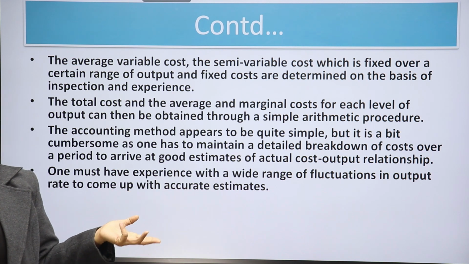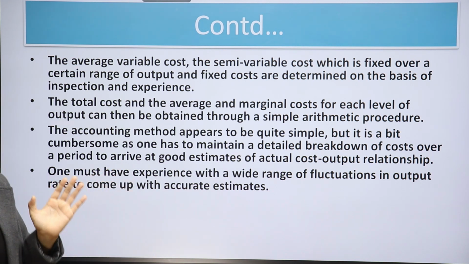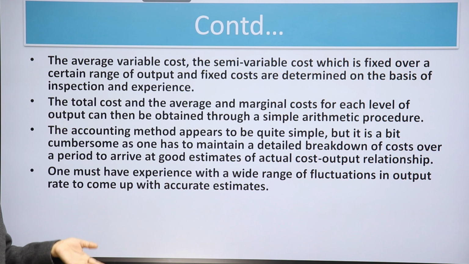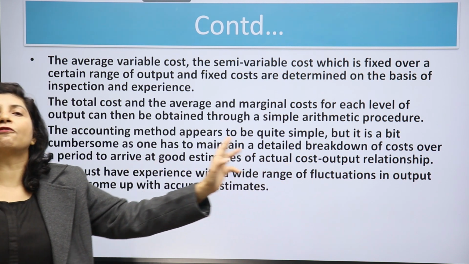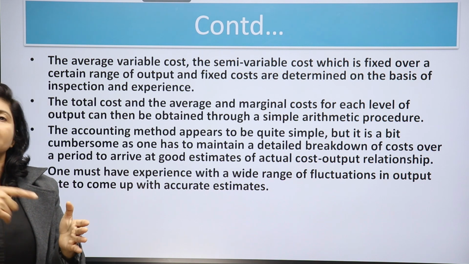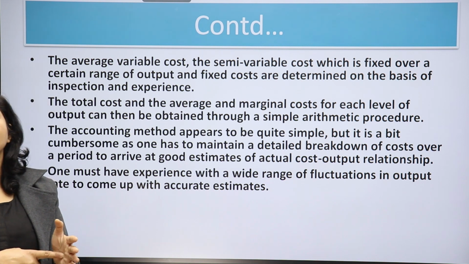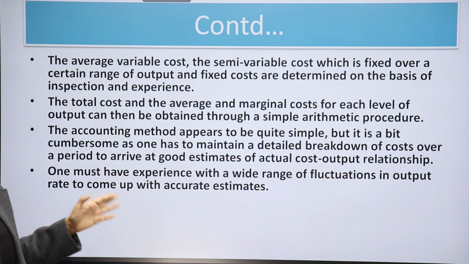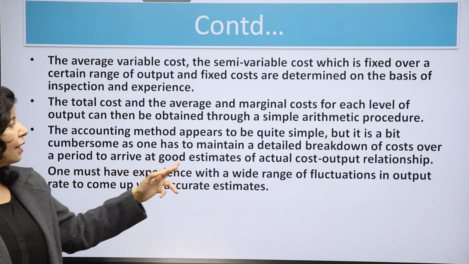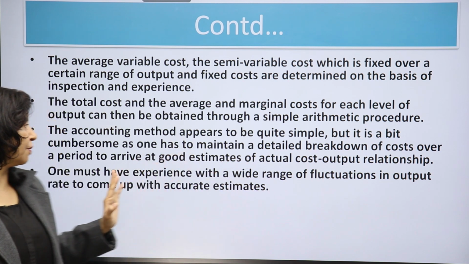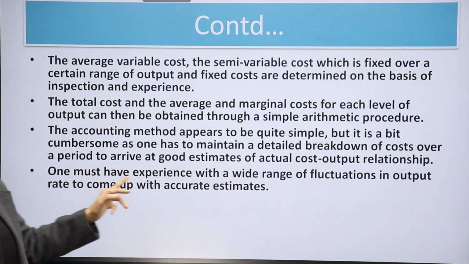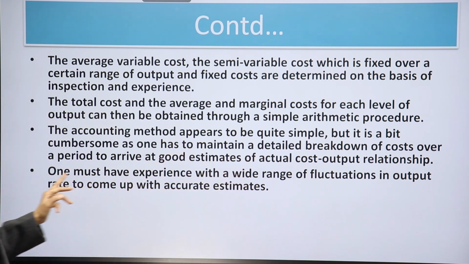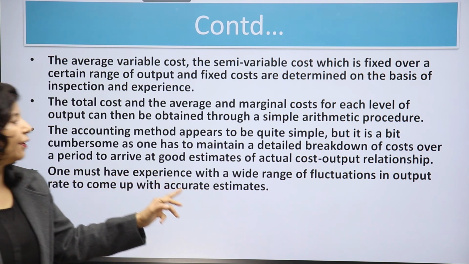Why? Because we only have to add all the different kinds of costs. But at times it can be cumbersome. Why? Because you have to maintain a detailed breakdown of costs, which is fixed cost, which is variable cost, which is semi-variable cost. You have to determine them all and maintain a record of them. Then, over a period of time, a good estimate of the actual cost-output relationship. Then one must have experience with a wide range of fluctuations in output rate to come up with accurate estimates.